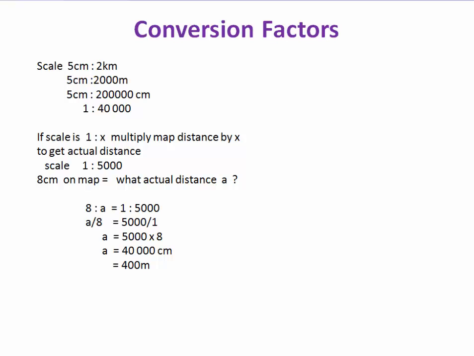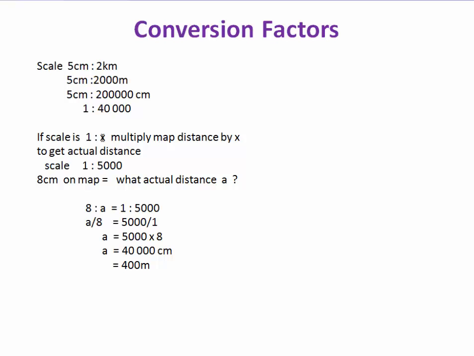If the scale we're given is 5 centimeters to 2 kilometers, this is 5 centimeters to 200,000 centimeters. So we're converting the kilometers into centimeters, and then simplifying this, divide by 5 here, we get 1. Divide this by 5, we get 40,000. So the scale is 1 to 40,000.